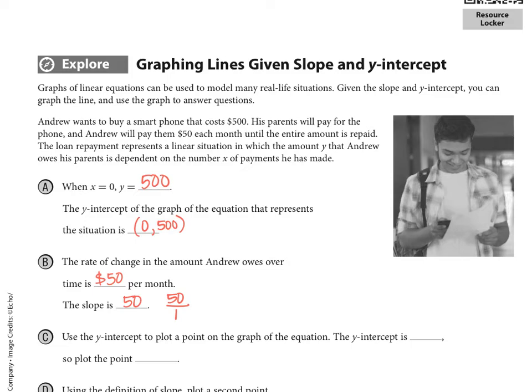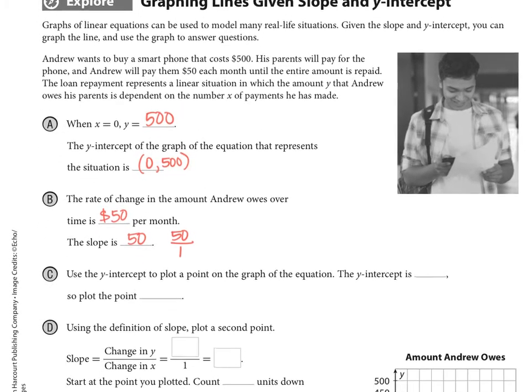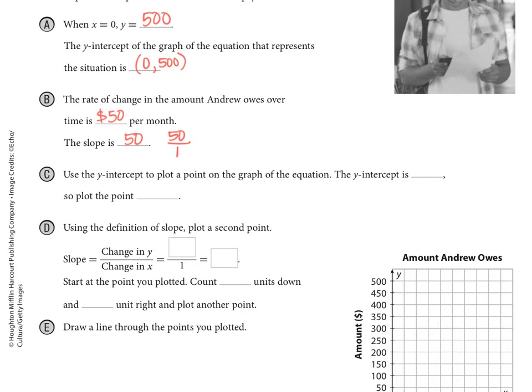C, use the y-intercept to plot a point on the graph of the equation. Since the y-intercept is 500, we're going to plot the point 0, 500. So go down to the graph, and we're going to plot 0, 500. Because it's the y-intercept, it should lie on the y-axis. Let's use the definition of slope to get a second point. The slope is defined as how much the y changes divided by how much the x changes. So this means the y changes by $50 and the x changes by 1. That means $50 for every 1 month, which is the same as 50.